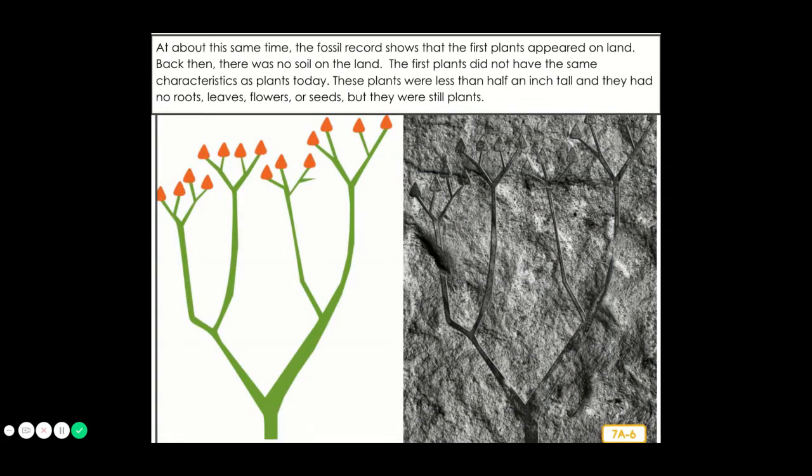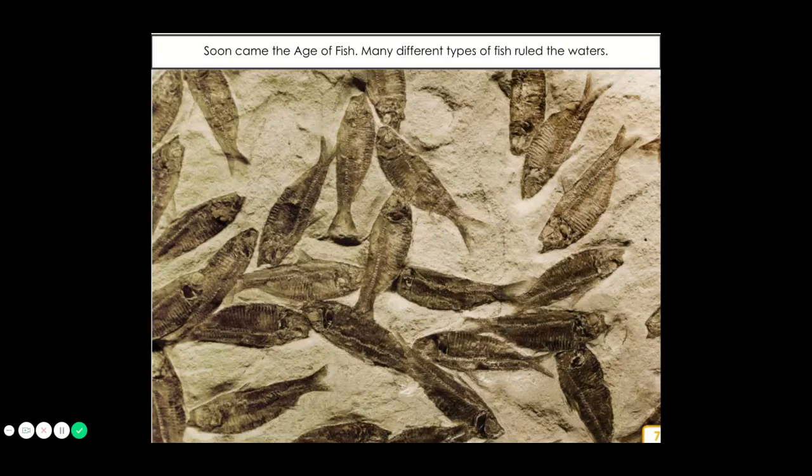At about this same time, the fossil record shows that the first plants appeared on land. Back then, there was no soil on the land. The first plants did not have the same characteristics as plants today. These plants were less than half an inch tall, and they had no roots, leaves, flowers, or seeds, but they were still plants. Soon came the age of fish. Many different types of fish ruled the waters.